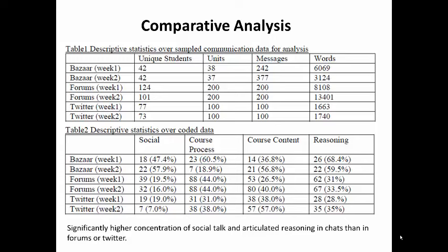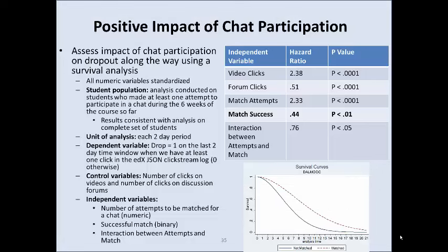But in Twitter, though they were discussing the course content, they were mostly sharing resources, links to things that they had found on the web that were good supporting materials, but not really engaging in reflection together. So that was kind of uniquely part of the experience that they had in the collaborative chat. And as we performed a survival analysis, we found some evidence that having participated in these chats led to a substantial reduction in attrition around the time points where students participated in them.